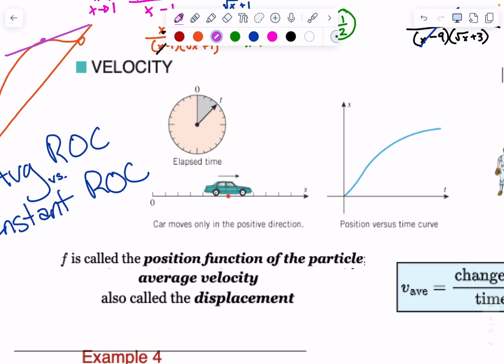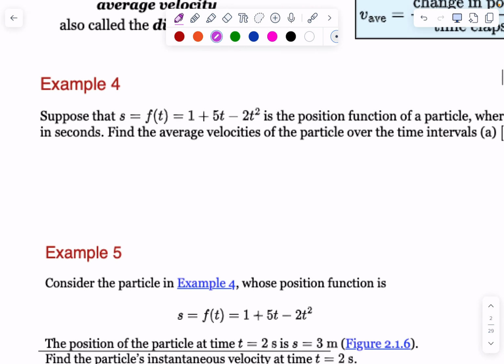All right, so let's go to example 4. Suppose that this is my position function, so maybe that's the height of a particle that I have thrown, and they wrote it like this because they just did weird things, right?